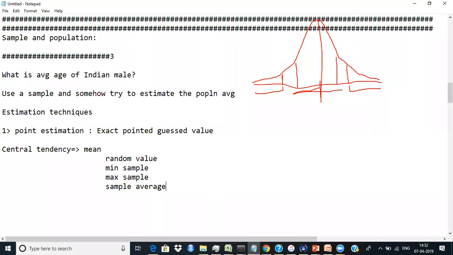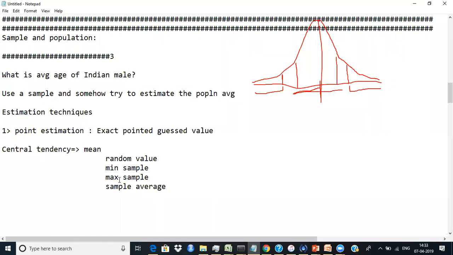But mean is always an average. So how can we take a random value also? No, I mean, for example, let's say I ask you what you think is the average age of Indian male. Somebody might say that I'll randomly pick one person and whatever his age is, I'll say that is my estimate. Nobody is stopping you, right? It's your opinion against mine, right? Then somebody might say I will take 5 people and take their minimum age as the estimate.